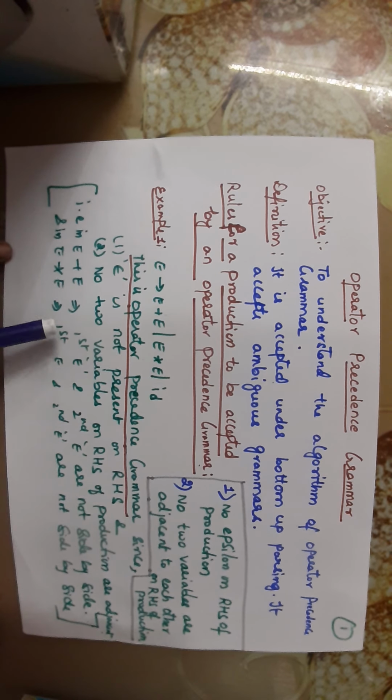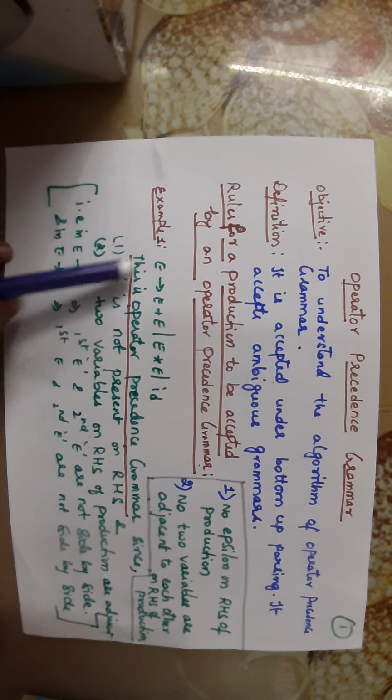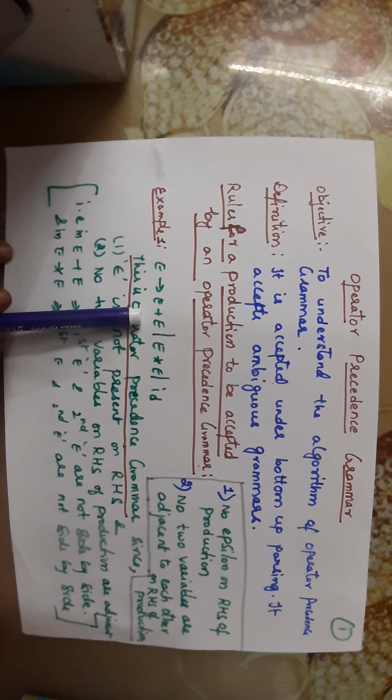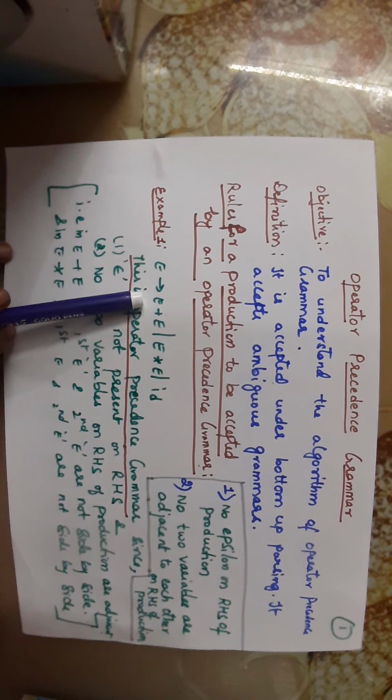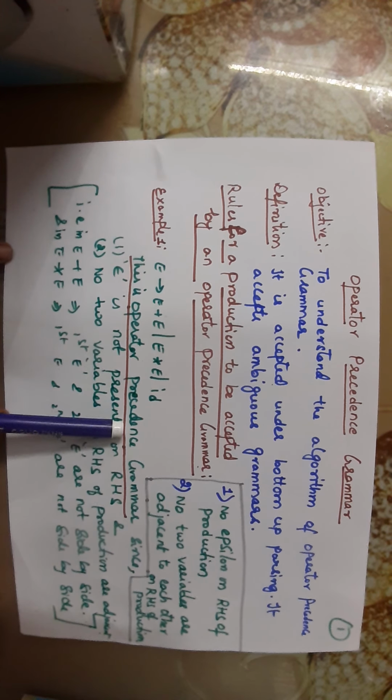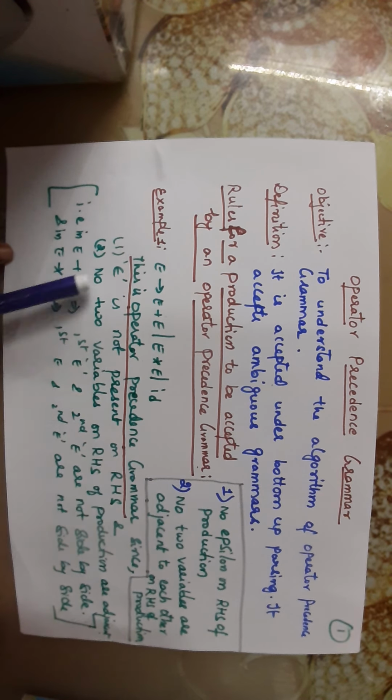Let us understand this rule with the help of an example. We have the production E produces E plus E, E star E and ID. Now here we have two variables E and E. These two are not adjacent to each other. In between we have an operator. So this is called an operator precedence grammar.